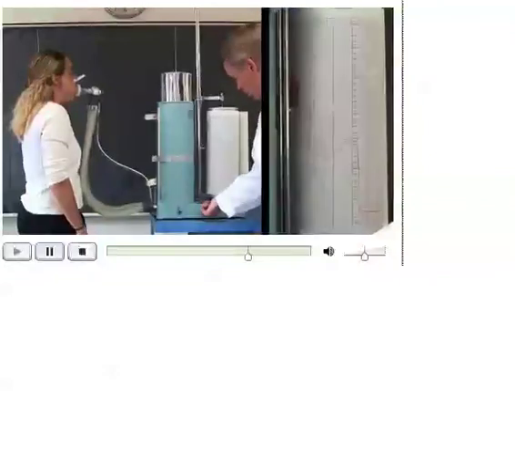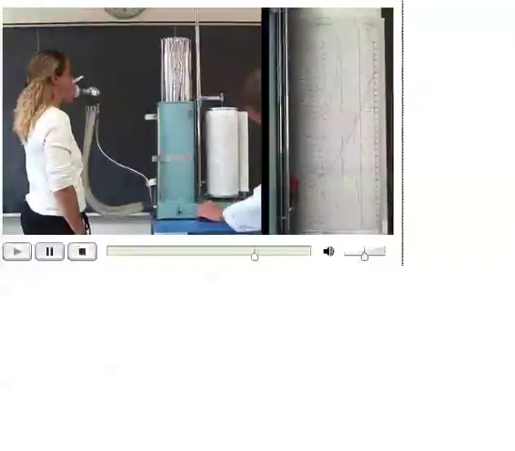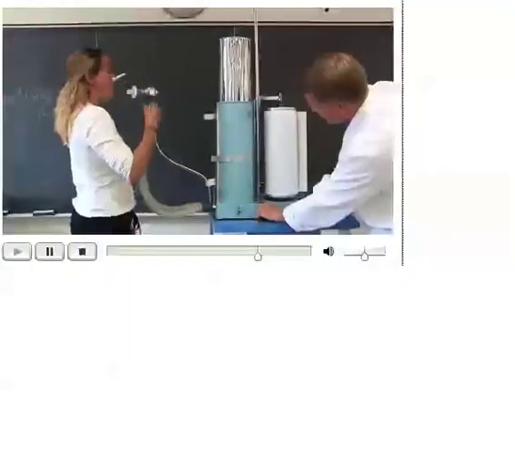Pause, blow it out, push as hard as you can, push it out, push, push, push, and come off.